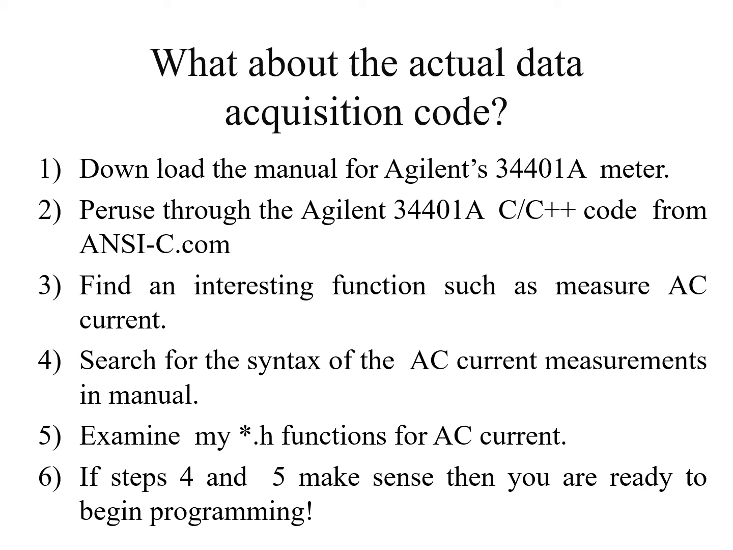That's from ANSI-C.com. Find an interesting function, like I picked AC current measurement. Look in the manual for the syntax of the AC current measurements. If you look at the manual and you look at what I've done, then you see how I've put things together. You can do this for just about any of the other functions inside the manual. If steps 4 and 5 make sense, then you're ready to begin programming. I mean, that's it. You're ready. You're off to the races.